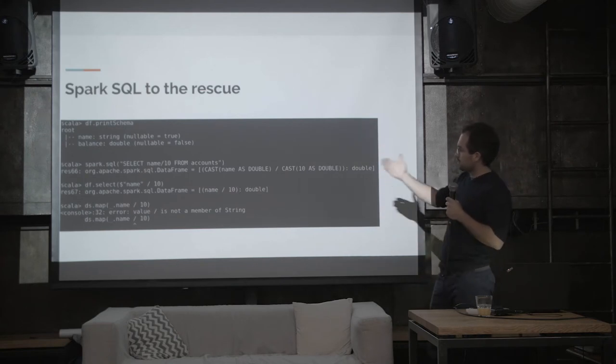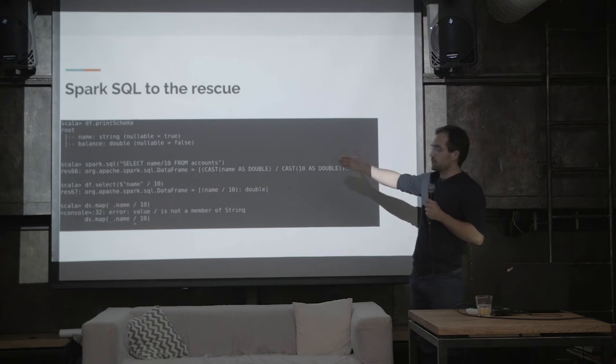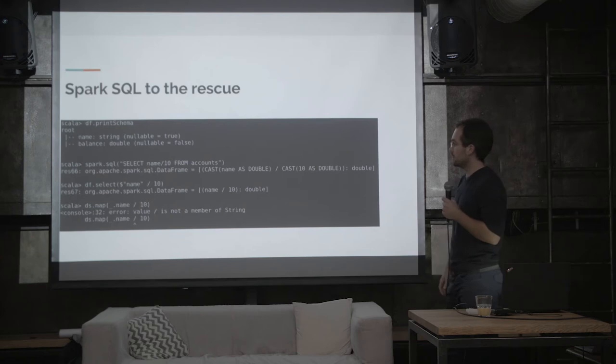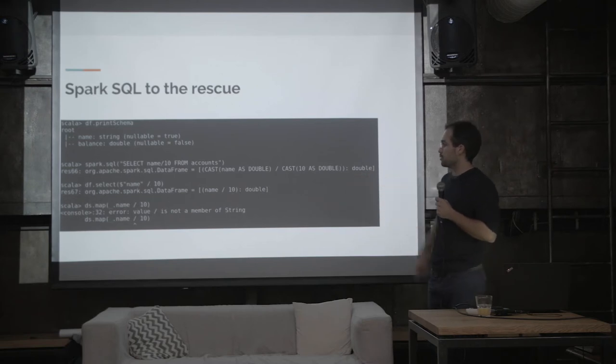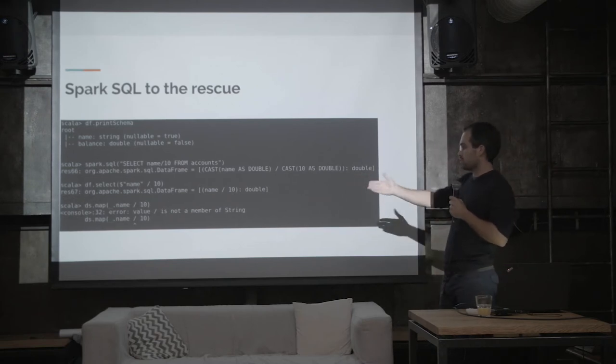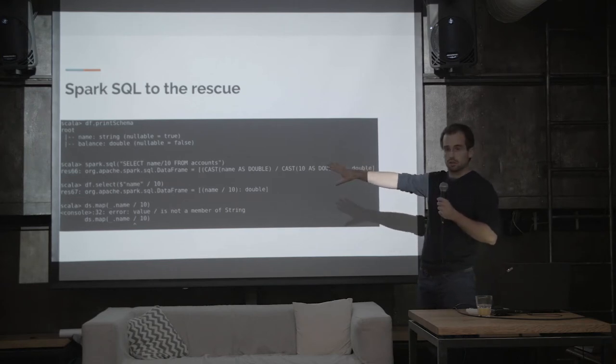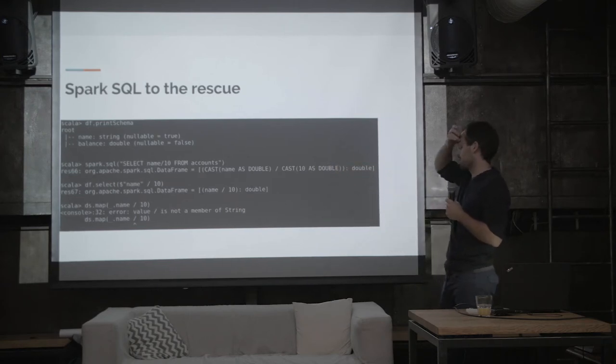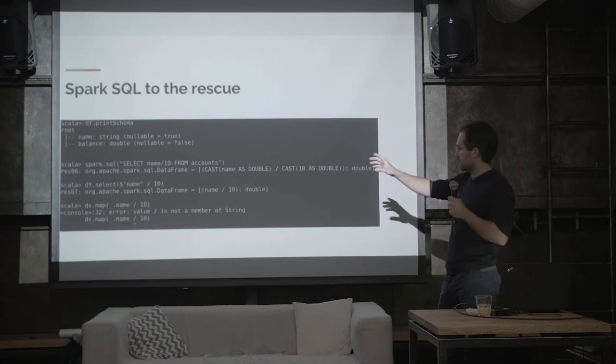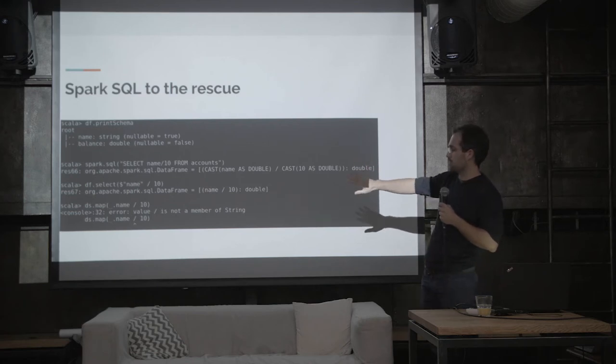We can either use plain SQL queries to get the details from this data set, or we can use the data frame API, which is the second one, and also the data set API at the bottom. Those queries are incorrect, because you cannot divide name by 10. Well, maybe you could, but the most important thing is that they differ in different ways.